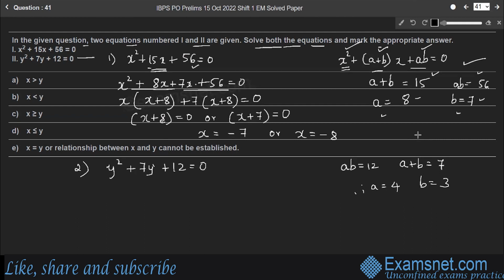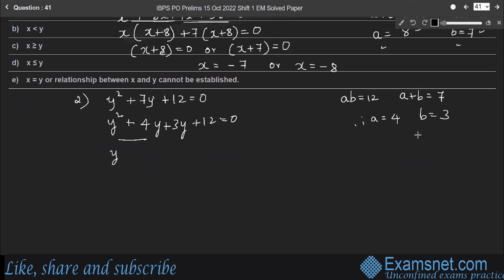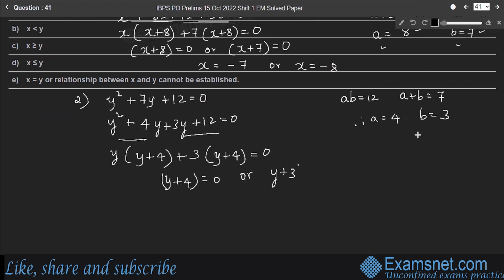Right? Now the given equation can be written as, split the middle term. 7y can be written as 4y plus 3y plus 12 is equal to 0. Now take first two terms where y is common, y into y plus 4, plus 3 is common in the last two terms, into y plus 4 is equal to 0. Therefore, y plus 4 is equal to 0 or y plus 3 is equal to 0. Therefore, we have two values for y. y is minus 4 or y is equal to minus 3.